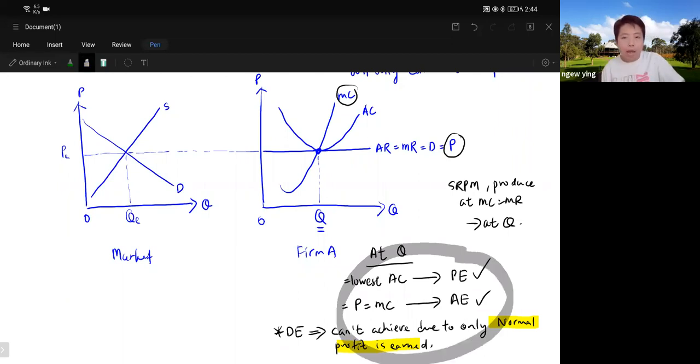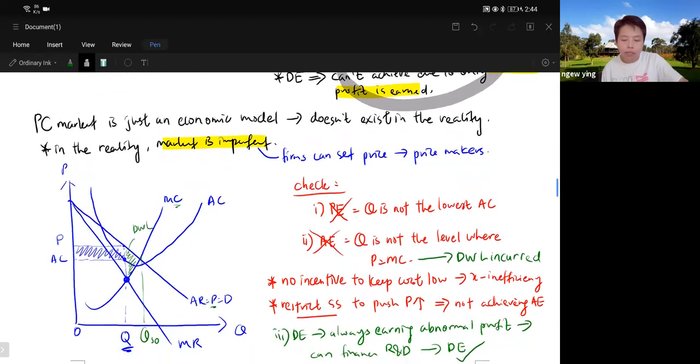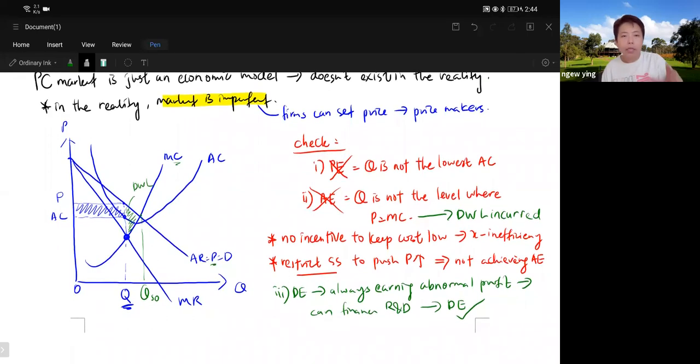However, I would like to break this kind of discussion because I want to tell you that in reality, perfect competition doesn't really exist. Therefore, in reality, market is basically imperfect. And when market is imperfect, whether this kind of efficiency can be achieved or not, let's check. So when market is imperfect, the diagram will change, whereby your AR and MR is no longer horizontal because firms are now price maker. And therefore, we have a new diagram, which is the monopoly diagram here.